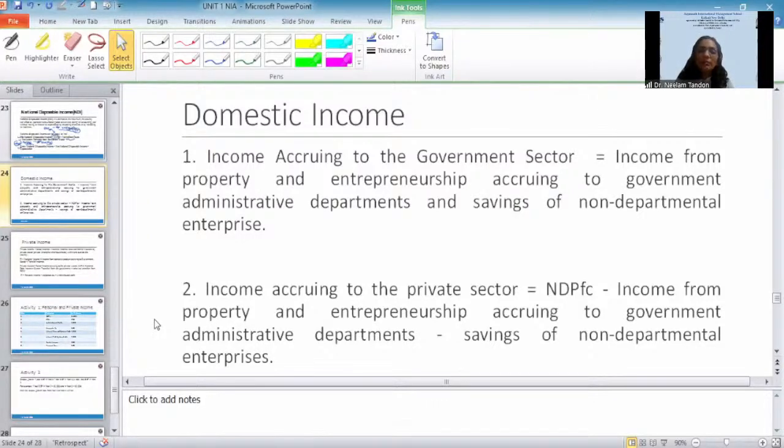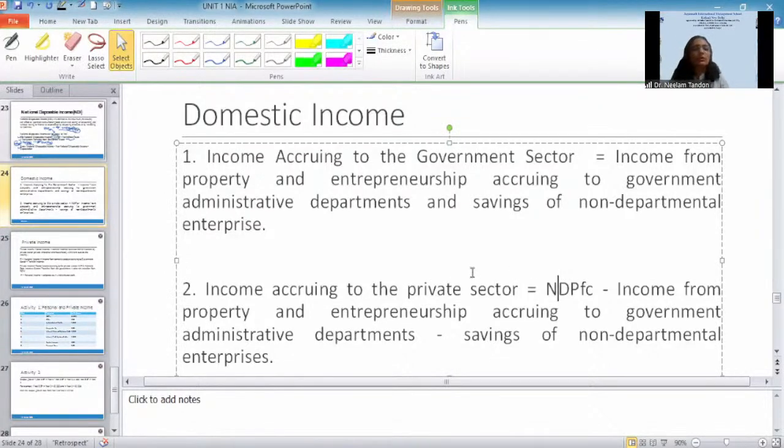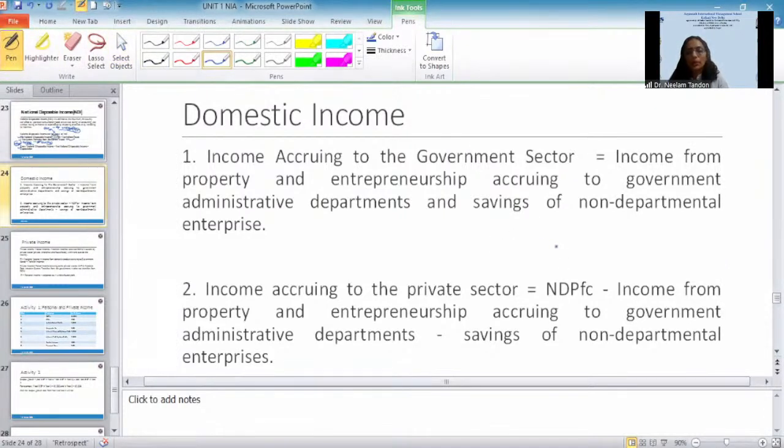Other segment which gets income in the domestic income category is private players. Private players get income from what? They get income from property, entrepreneurship. So when from NDP at factor cost you deduct income accruing to the government, you get what? Income accruing to the private sector. And from this private sector, when you deduct corporate tax, then add net interest liabilities, and then deduct undistributed profits, you get what? You get personal income.